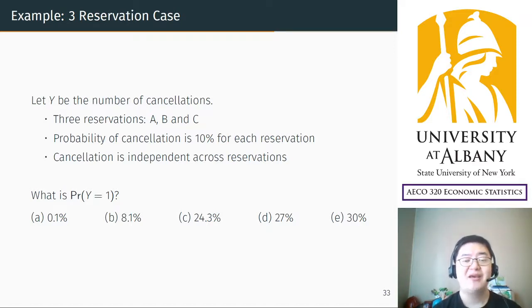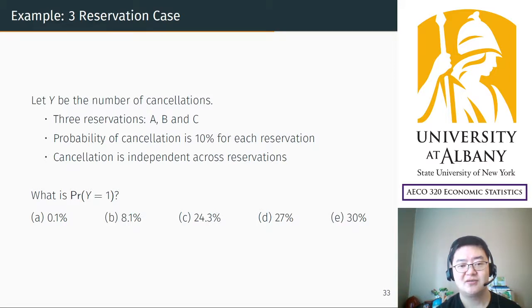Remember how we calculated the probability with two reservations, and try it by yourself. Spend some time, think about this, and in particular, you have to think about how many outcomes are included in this event. Pause the video and try it by yourself. I will turn to the next page.